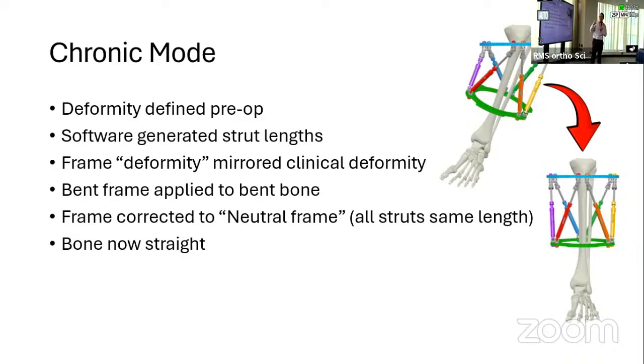And then the software would just take it back to a neutral frame. So all the struts are the same length. So this was no good for fractures. It only worked for a malunion. And it didn't work for fractures because you had to define the deformity before the surgery, and you had to apply the deformed frame to the deformed leg, and it would correct it back to a neutral frame. Everything was straight, same length.